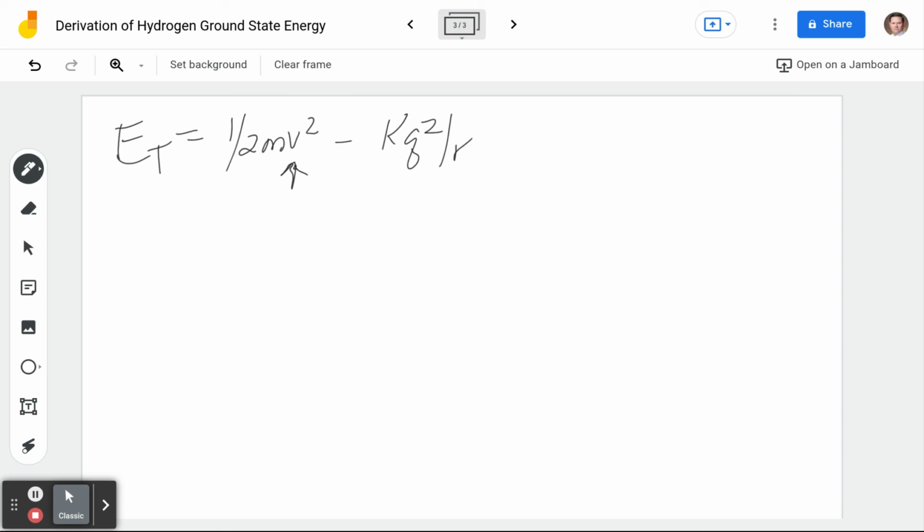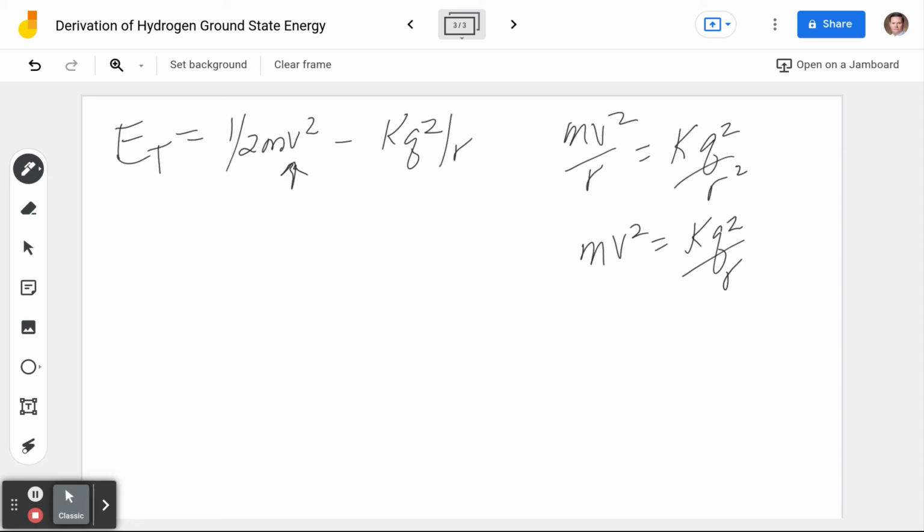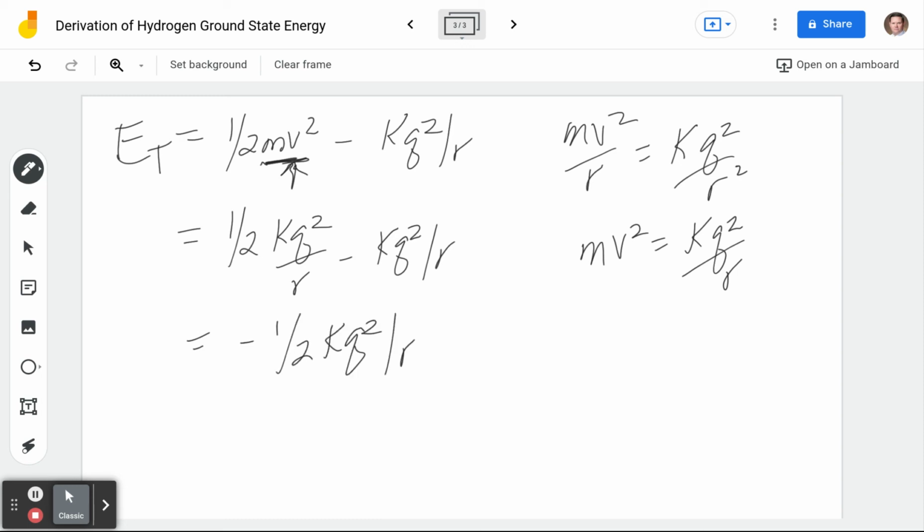We can realize here, if we remember the force equation, we had that mv squared over r was equal to the centripetal force caused by the Coulomb force, kq squared over r squared. We already used this once before, but we can use it again. So canceling an r on both sides, I get that mv squared is equal to kq squared over r. But I have mv squared right here, so the mv squared is kq squared over r. So I get 1/2 kq squared over r minus kq squared over r, and that's going to give me negative 1/2 kq squared over r.